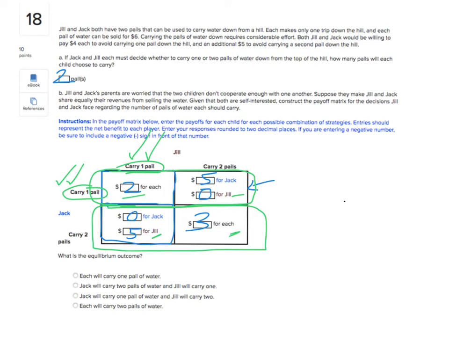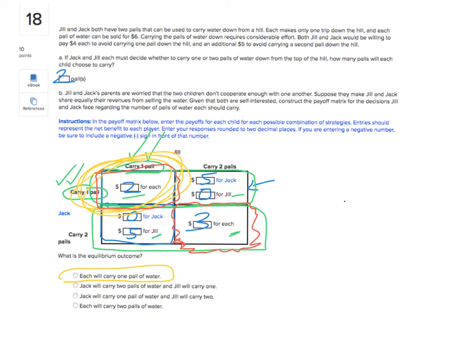So we know from our work with Prisoner's Dilemma in class and in our reading that the outcome is going to be they each carry 1 pail of water. Notice that this is an inefficiency, because the best outcome for both of them, the mutually best outcome, is where they each earn 3 for a total of 6. At the Nash equilibrium, they're only earning a total of 4.